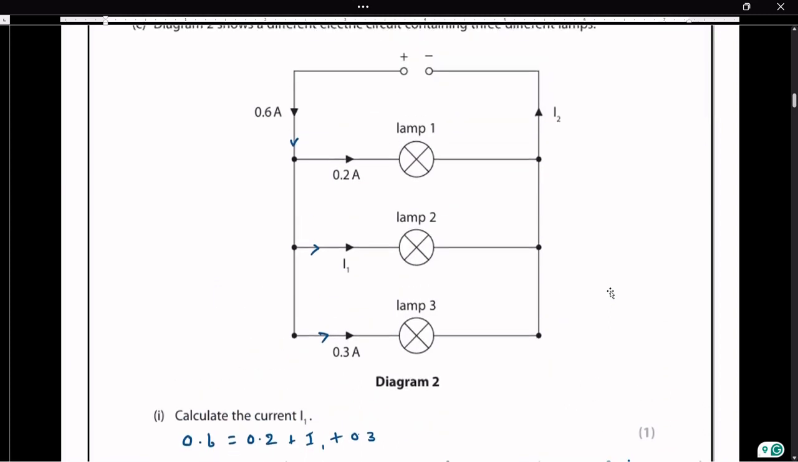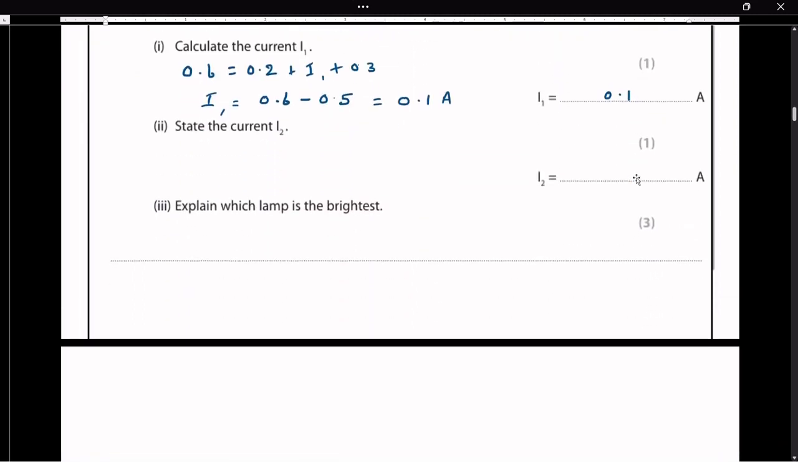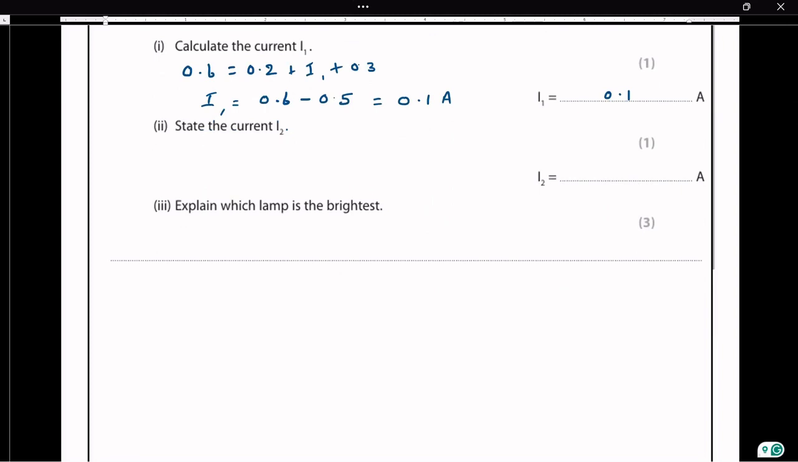State the current I2. So this is the current I2. Please remember, if 0.6 ampere current is leaving from the cell or the battery, the same 0.6 ampere current must end up, whether it is branching into different branches or not. Finally, the same amount of current, if it is branching out, they have to get added up, and finally it should end up as the same current in the cell. So if 0.6 is starting from the cell, I2, the current that is ending up at the cell, is also 0.6. So the current will be 0.6 ampere.